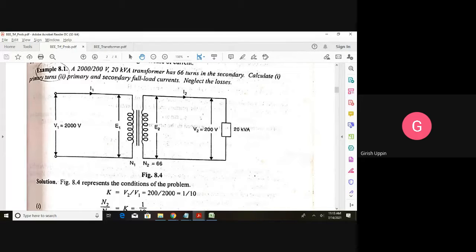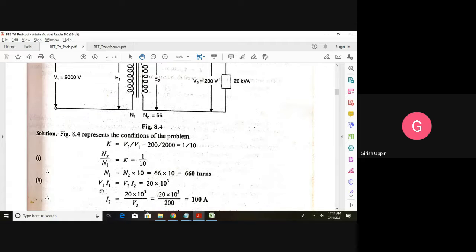Now what they are asking is the primary and secondary full load current. This means the transformer is loaded to 20 kVA. If I multiply volt into current, on the secondary side V2 into I2 will be equal to 20,000, where V2 is the RMS value of the secondary voltage and I2 is the RMS value of the secondary current. This will also be equal to V1 into I1, where V1 is the RMS value of the primary voltage and I1 is the RMS value of the primary current. Therefore, V1 I1 is equal to V2 I2 is equal to 20,000 volt amperes.